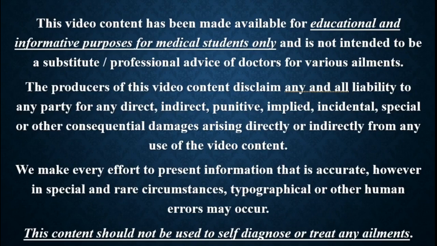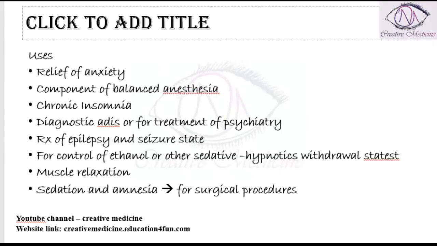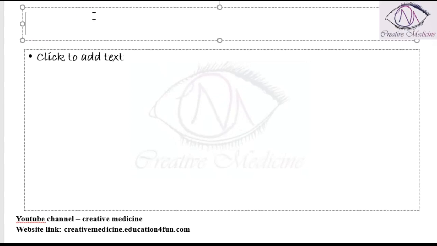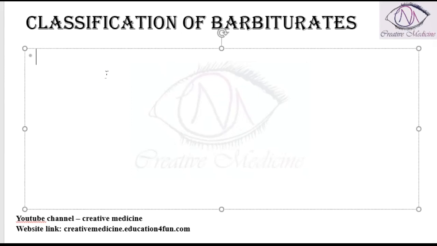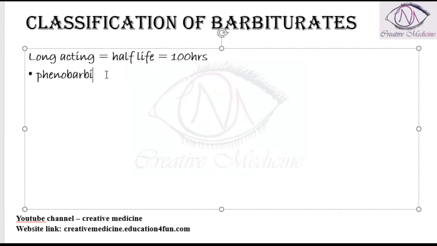In this lecture, we will learn about the classification of barbiturates. Barbiturates are long-acting drugs. They have a half-life. The half-life of barbiturates is almost equal to 100 hours. So the longer-acting barbiturate we have is phenobarbital.